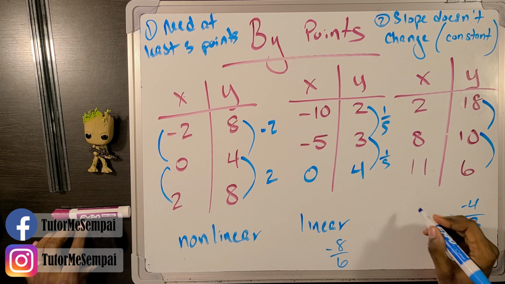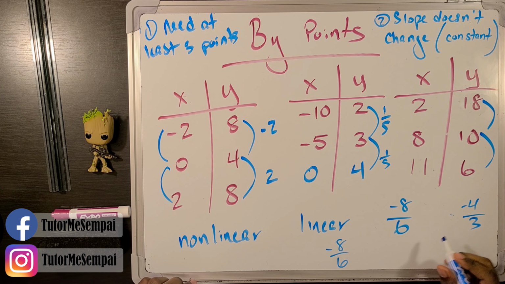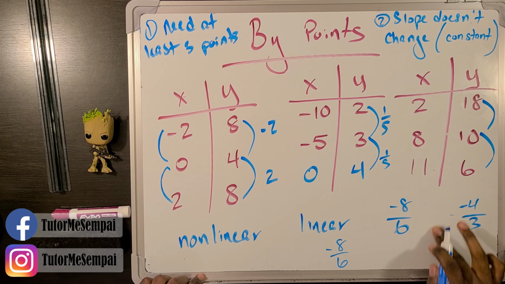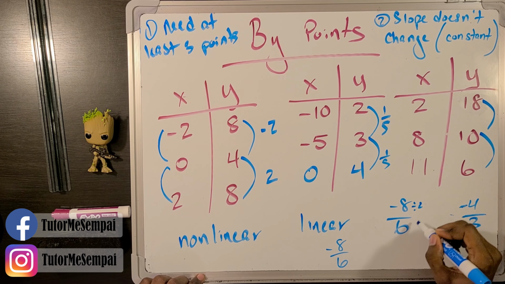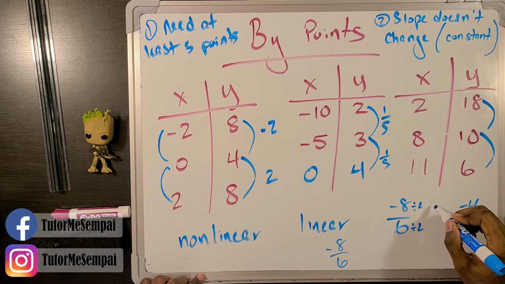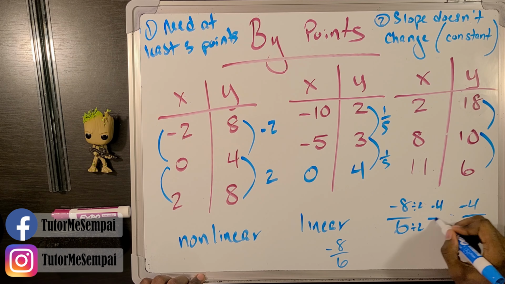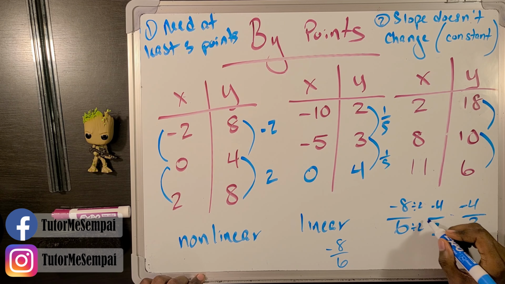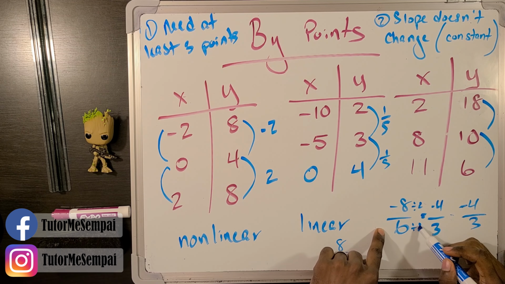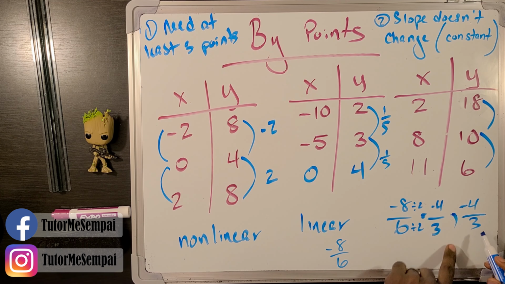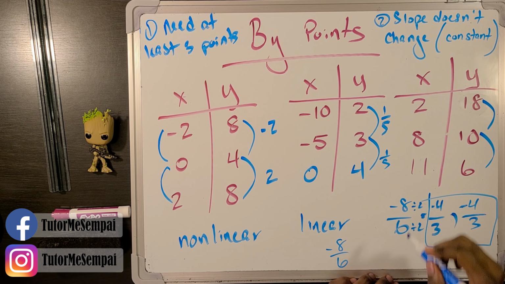Let's see. -8 over 6 and -4 over 3. I think I can simplify this one. What goes into both of these? 2. So we factor out a 2 or decrease this by 2, whatever you want to call it. It's going to be divided by 2, divided by 2. We get -4 on top, and we get a 3 on bottom. We take out a 2, top and bottom, we get -4 over 3. Well, now what do we have? Do we have the same slope? Yes, we have the same slope.